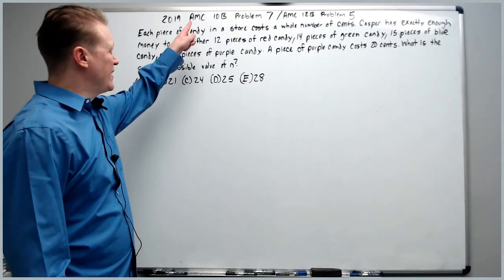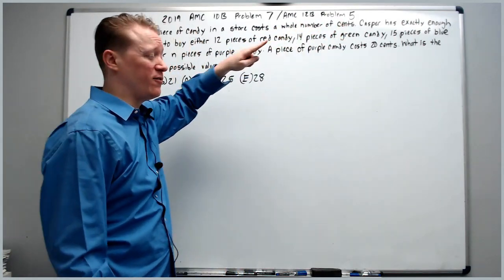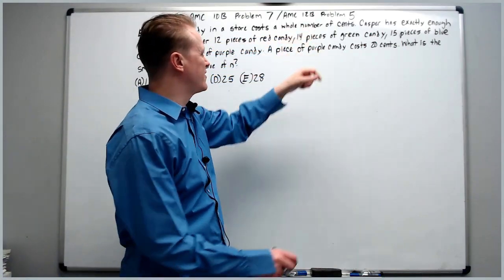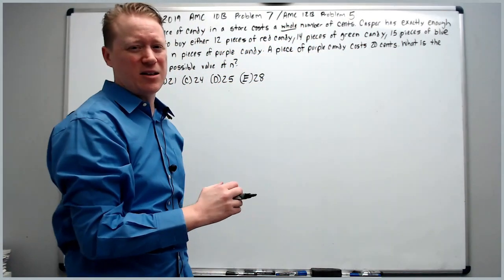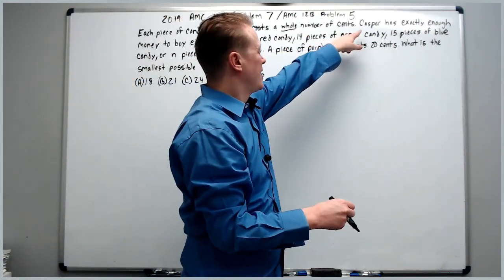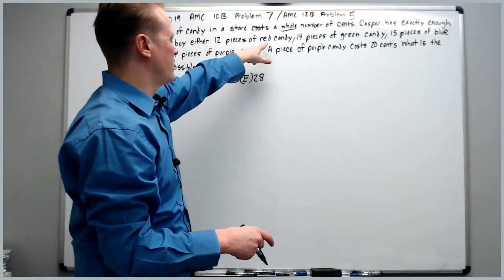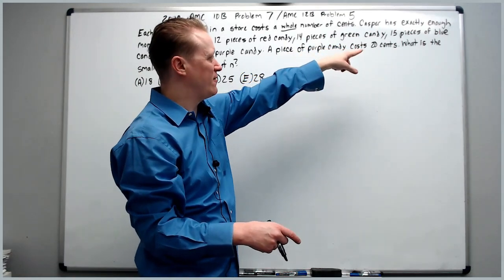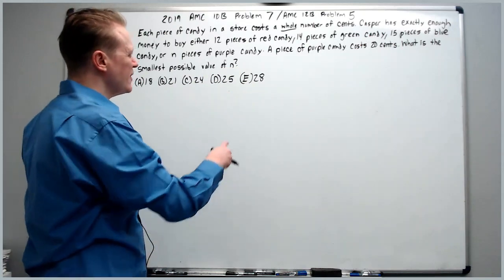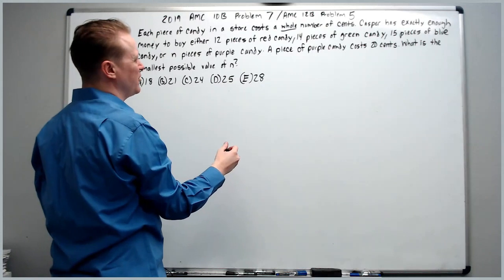Okay, and now for the 2019 10B problem 7, which was also the 12B problem number 5. Each piece of candy in a store costs a whole number of cents. Pay attention to words like that. It usually means we're working with integers, like some properties of integers. Casper has exactly enough money to buy either 12 pieces of red candy, 14 pieces of green, 15 pieces of blue, or n pieces of purple. A piece of purple costs 20 cents. What is the smallest possible value of n?